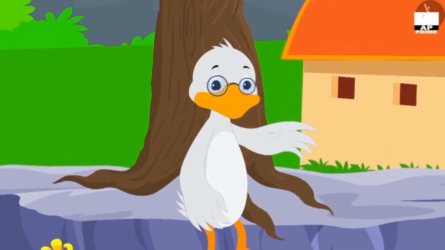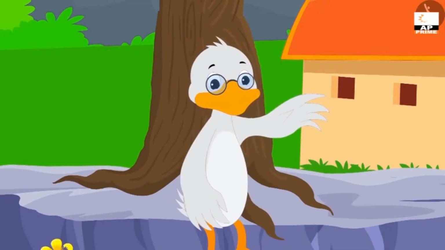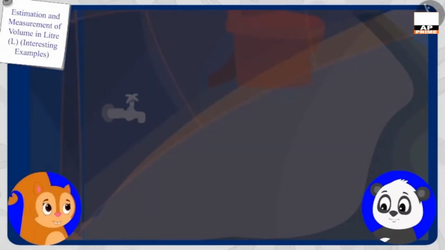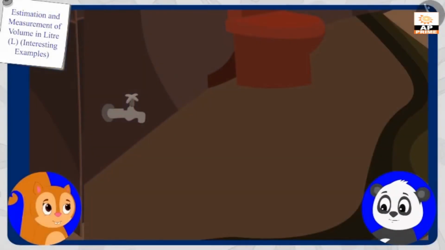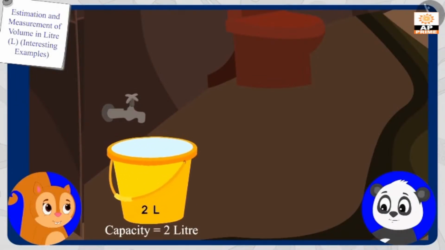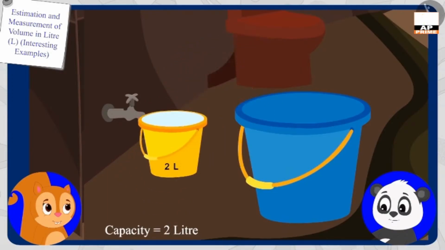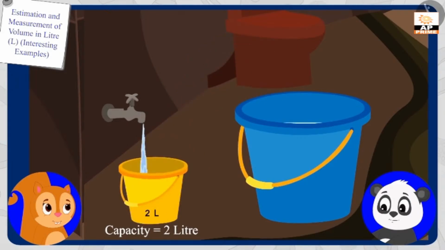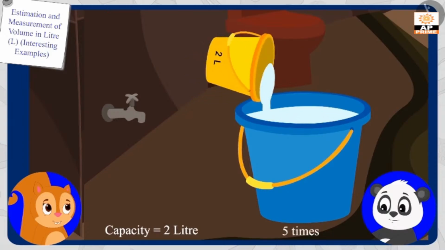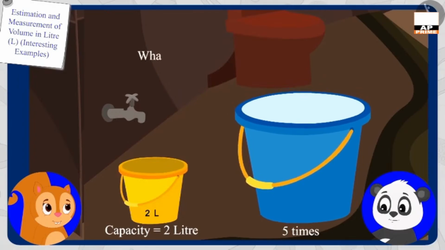Now let us see who answers the next riddle correctly. If Chanda has a bucket with 2 liters capacity and she uses it 5 times to fill Golu's bucket, then what is the capacity of Golu's bucket?